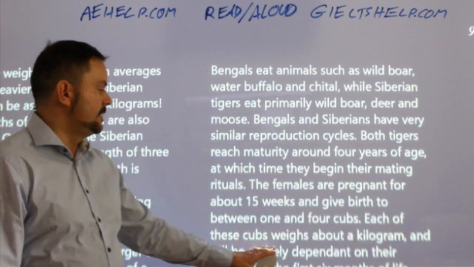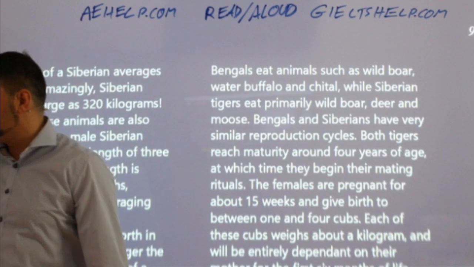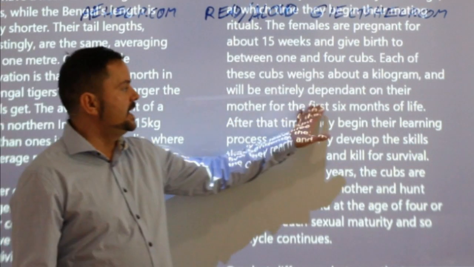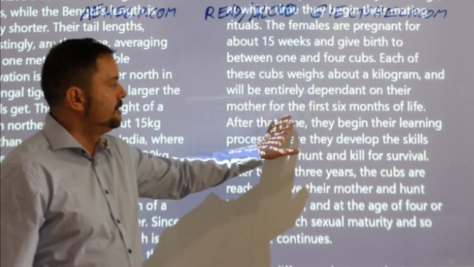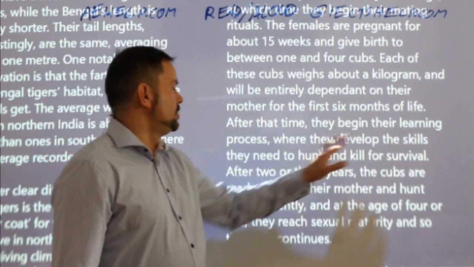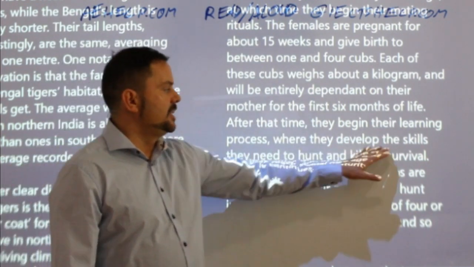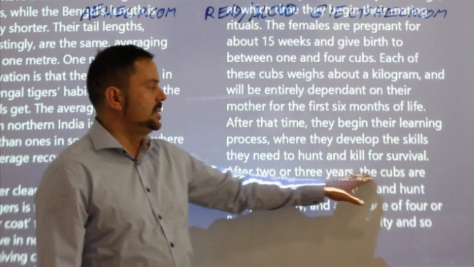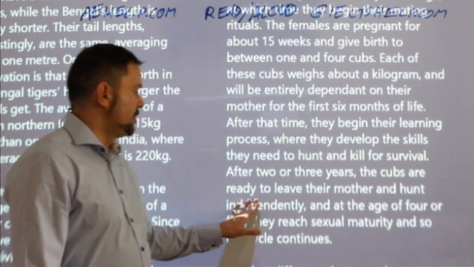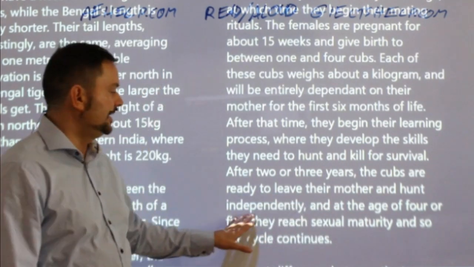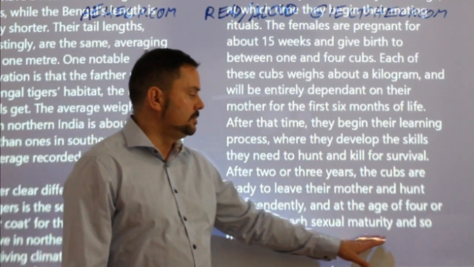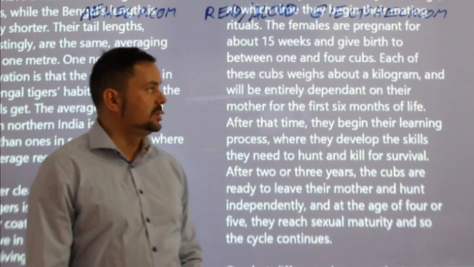Each of these cubs weighs about a kilogram and will be entirely dependent on their mother for the first 6 months of life. After that time, they begin their learning process, where they develop the skills they need to hunt and kill for survival. After 2 or 3 years, the cubs are ready to leave their mother and hunt independently. And at the age of 4 or 5, they reach sexual maturity, and so the cycle continues.